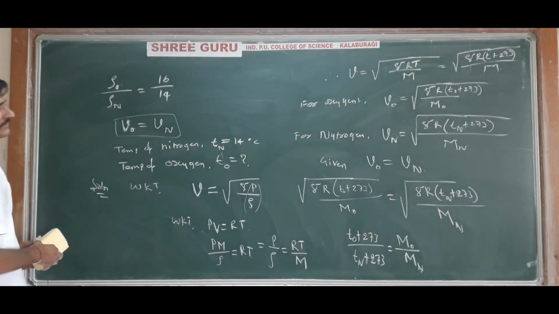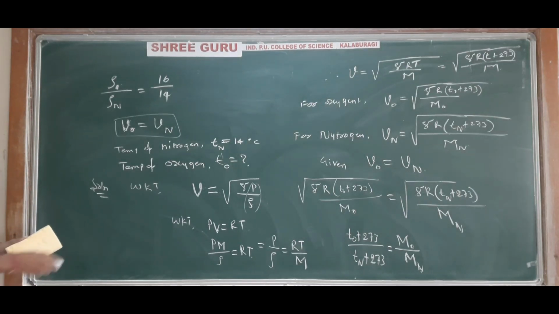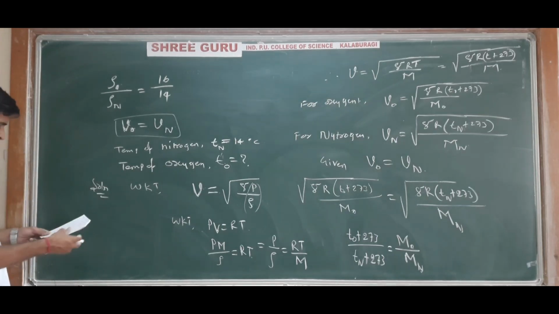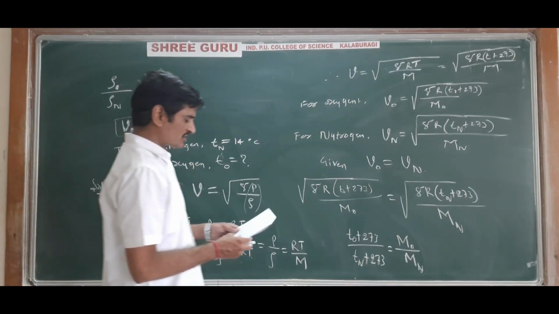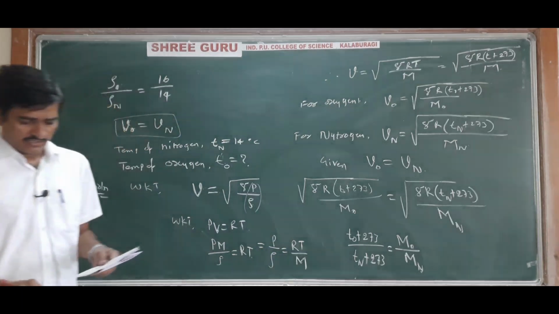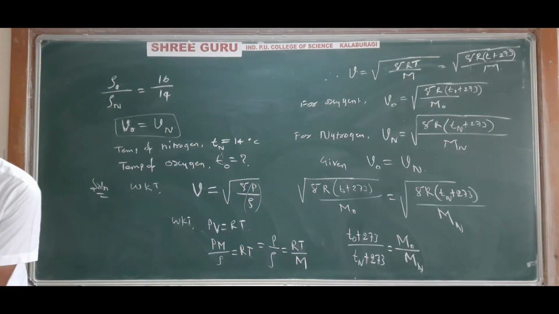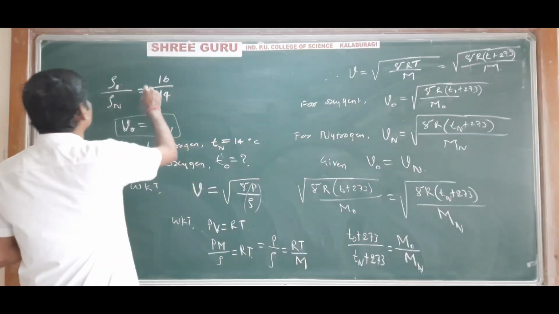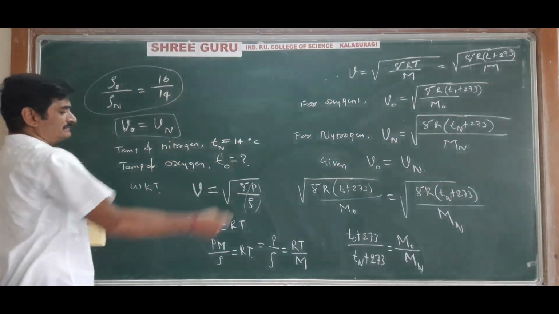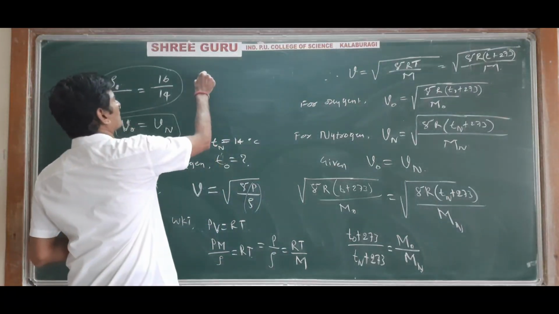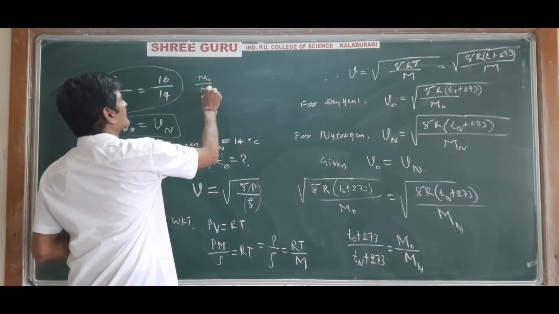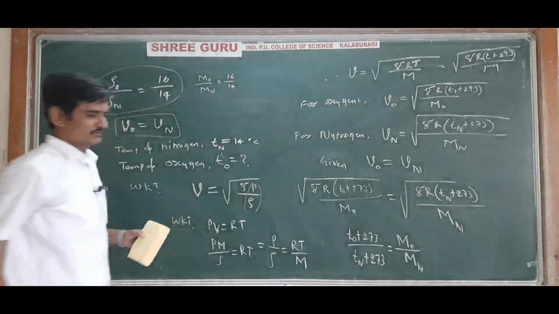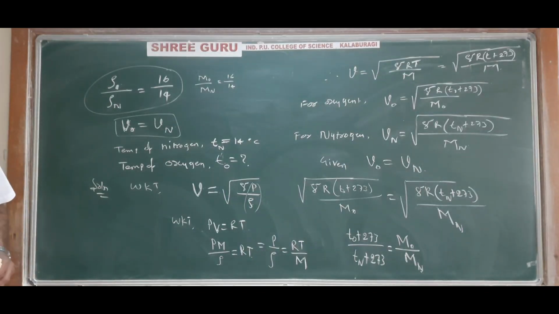And they are given the ratio of densities of oxygen and nitrogen. The ratio of density they are given means the ratio of mass they are given, so the ratio of density will be the same as the ratio of mass. So therefore, M naught divided by Mn will be equal to 16 divided by 14.